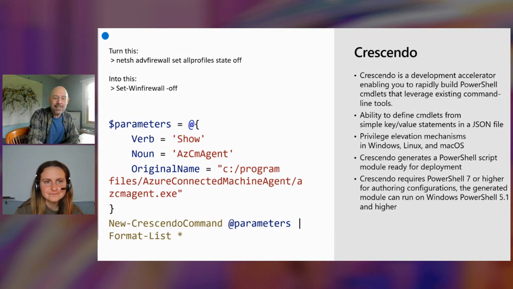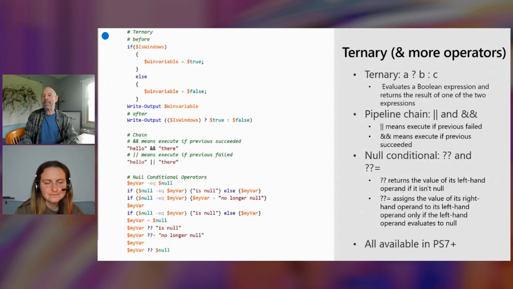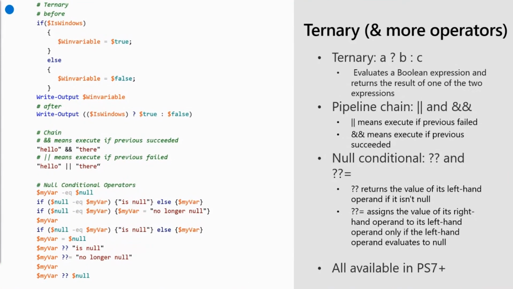Also, besides Crescendo, a few other things that we've done over the last year or so may be useful to you. And here's a great example: ternary operators, ternary and pipeline chain and null condition operators. You might be saying, what's the big deal here? Well, think about this. PowerShell was designed to help non-programmers. So the initial scripting language was pretty simple stuff. And it was enough for me to be able to automate my tasks and my resources.